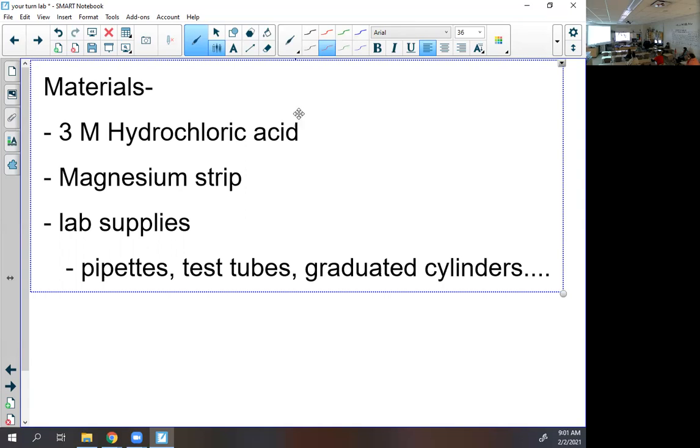All right, so next is the magnesium strip. You can get that from me. They're about 1 inch long. If you need, I can give you up to 2, but not more than that. You'll just grab that from me. There's rulers back there to make sure that everything's the same. Then lab supplies. Pipettes, test tubes, graduated cylinders, rulers, scissors. There's all sorts of things that you can use to get this process done. Pretty much everything you need is on that cart back there. If you think you need something else, ask me and I'll go get it for you.